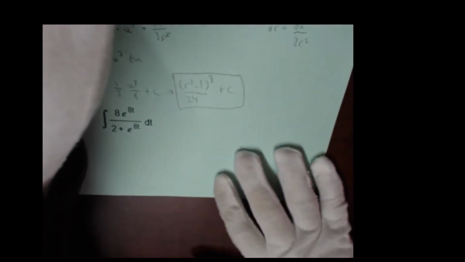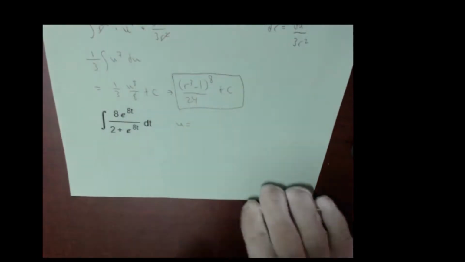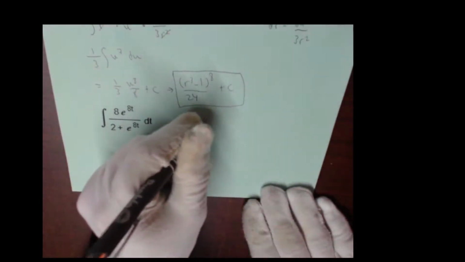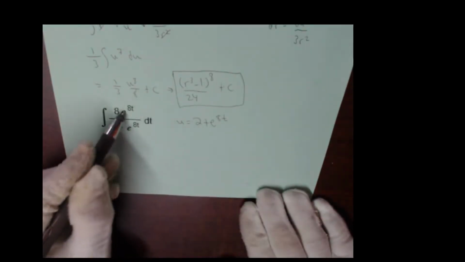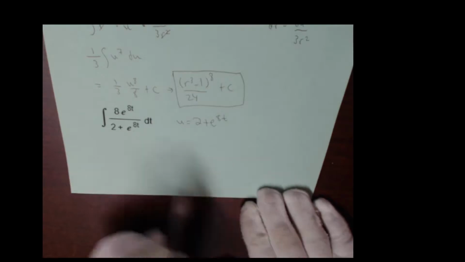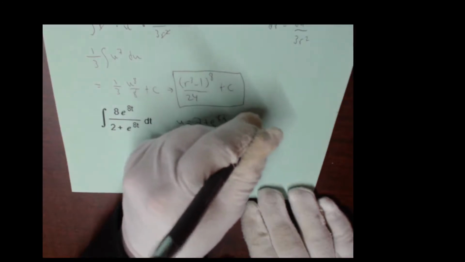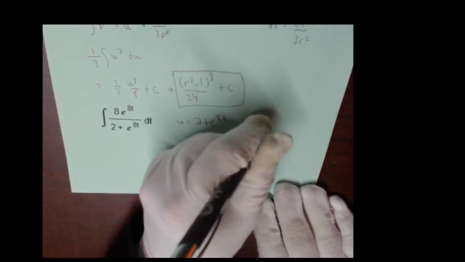All right, last one. We have 8e^(8t) over 2 plus e^(8t) dt. The correct u sub, pause the video if you want a chance to guess what it is before I do. The correct u sub is 2 plus e to the 8t. Notice that each one is the derivative of the other on this one, so which one should we pick? We should pick the one with more stuff that cancels. So du equals, the 2 cancels, the derivative of e to the 8t is 8e to the 8t dt, because it's a differential.